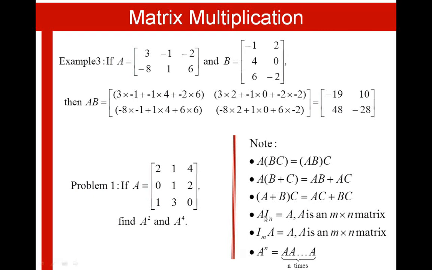And the fourth item here, AI, where I is the identity, is equal to A, and IA is equal to A, and A to the power n is equal to A times A, n times.